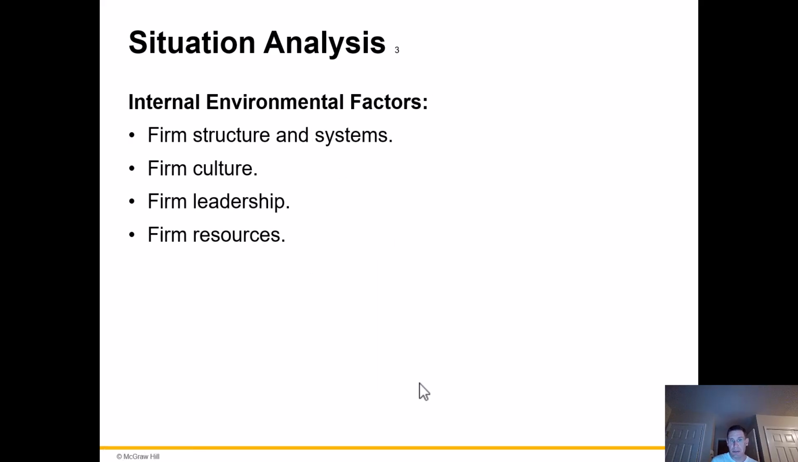With respect to internal environmental factors, we focus on the firm structure and systems. We think about the firm culture. We think about firm leadership, and we also think about firm resources.